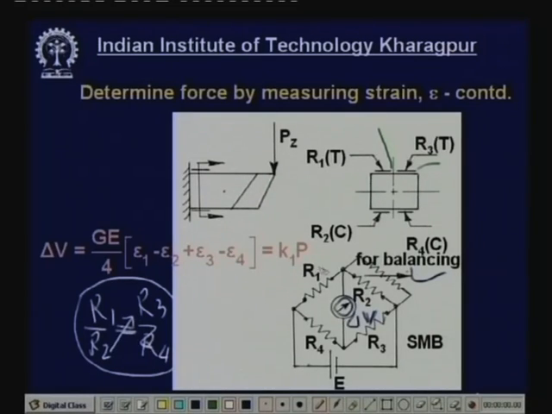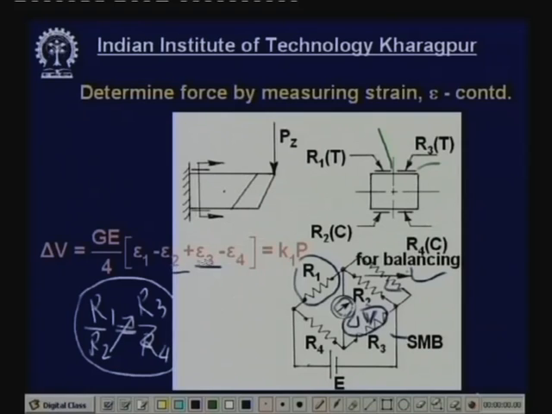Now this is tension, so there will be a change in resistance at a compression. So here the resistance will change positively and negatively. Now what will be the value of the voltage? This value of the voltage delta V will be almost equal to GE by 4 into epsilon 1 minus epsilon 2 plus epsilon 3 minus epsilon 4. What is epsilon 1? That is the strain that will occur in the resistance R1 in the strain gauge. Epsilon 2 is in the compressive stress, and 3 this one and 4.